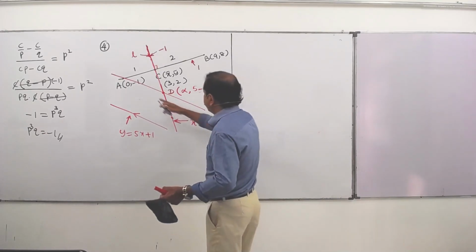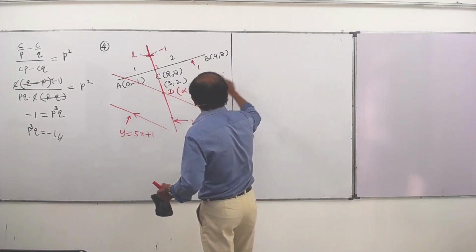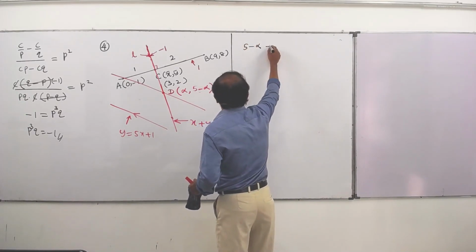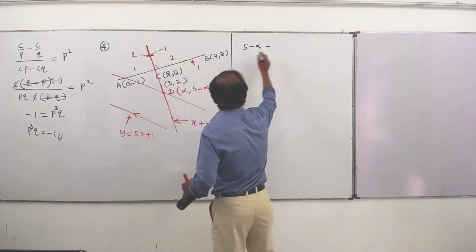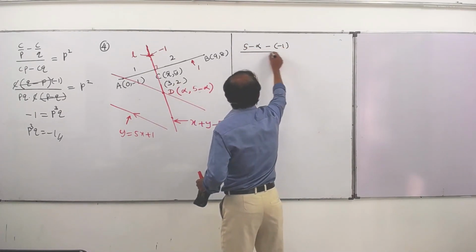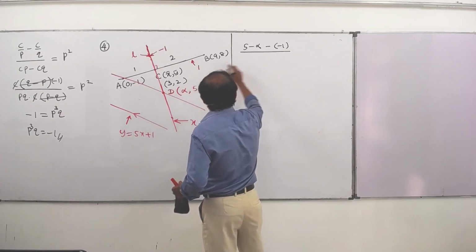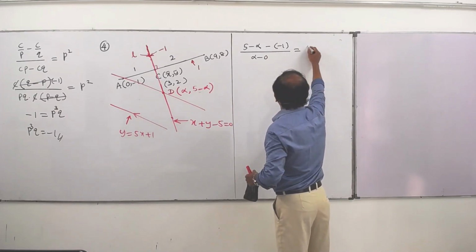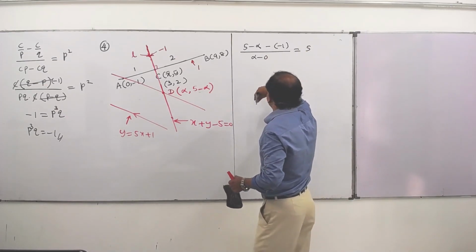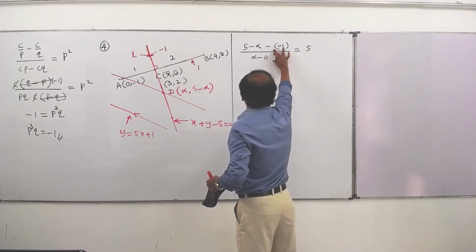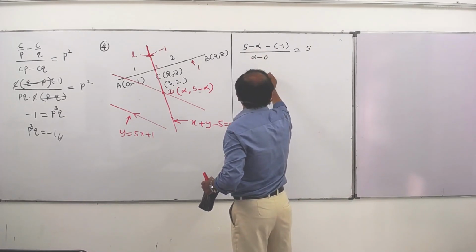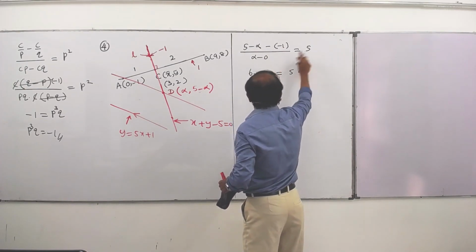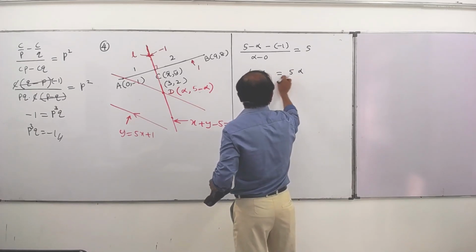The gradient: I subtract the x coordinate and the y coordinate. Y minus alpha, from that I subtract the y coordinate, minus 1, over alpha minus 0, alpha. That should be equal to the gradient, 5. Then we get minus minus plus 1, 6 minus alpha equals 5 alpha. Using cross multiplication, 6 alpha equals 6, alpha equals 1.